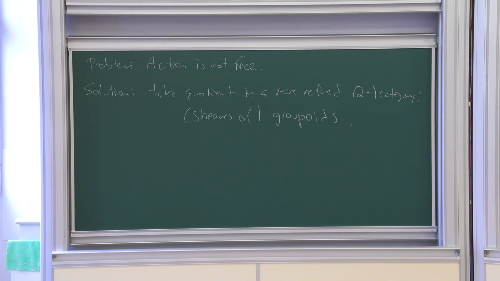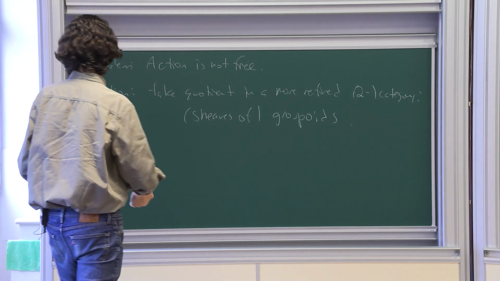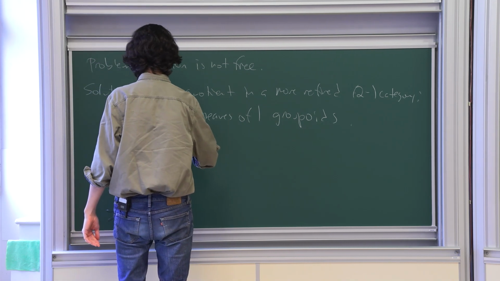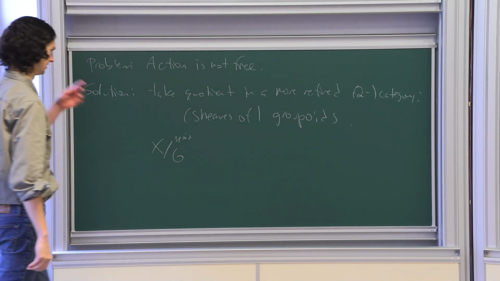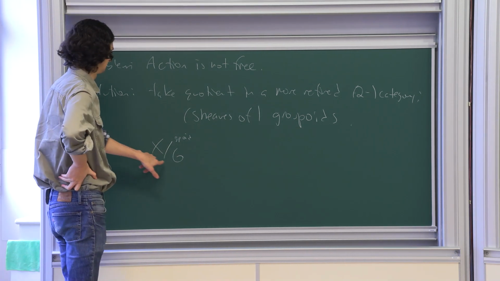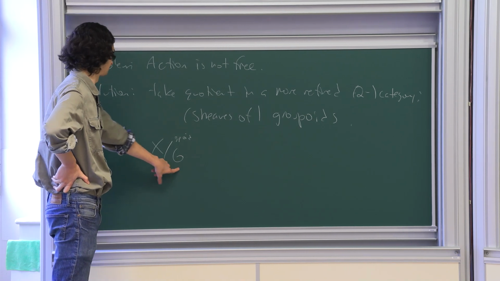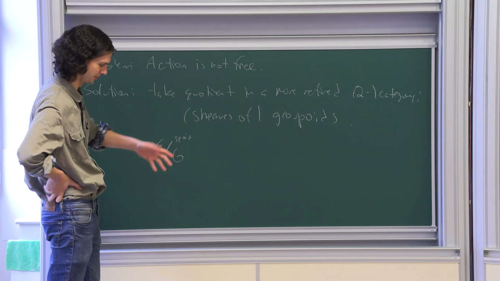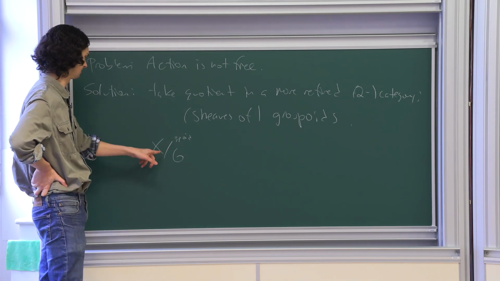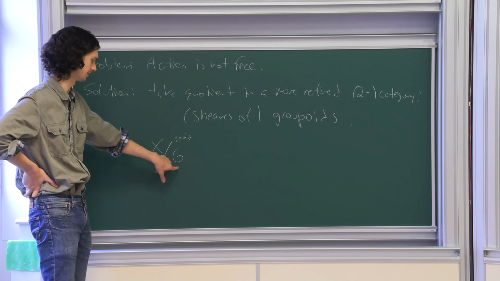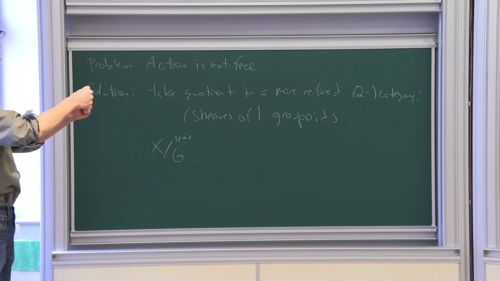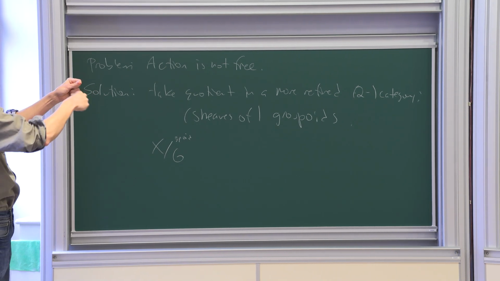So this notion of groupoid quotient is a way of pretending that every action is free. If you have a group acting on a set and you take the quotient in groupoids, you're considering the groupoid whose objects are elements of X and whose morphisms are elements of G, mapping X to Y. So if there's a fixed point, then you have many morphisms there.